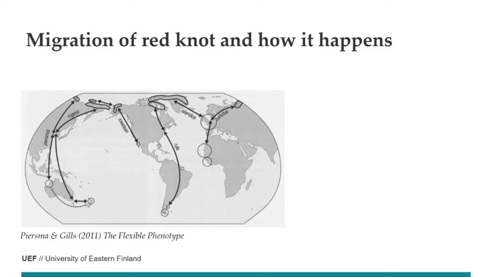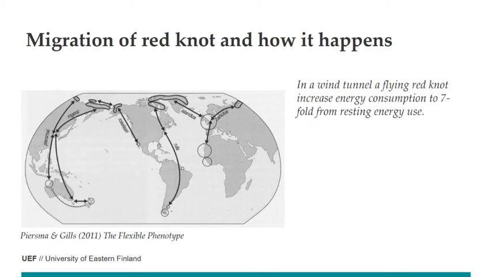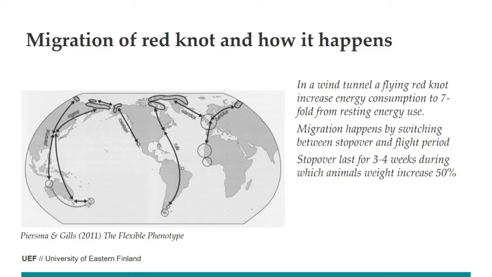And for these long distance flyers, you can see from the routes that they are crossing the oceans. That means that you can't just land on the ground to rest because there's no land, but you must fly very long distances. And for that, you need a lot of energy. The flying of this red knot consumes about 7 times more energy than the resting energy use. And this flying is not just, okay, I will fly in the daytime and rest at night, but it has a stopover period and a flight period. And this stopover can last for 3 to 4 weeks.